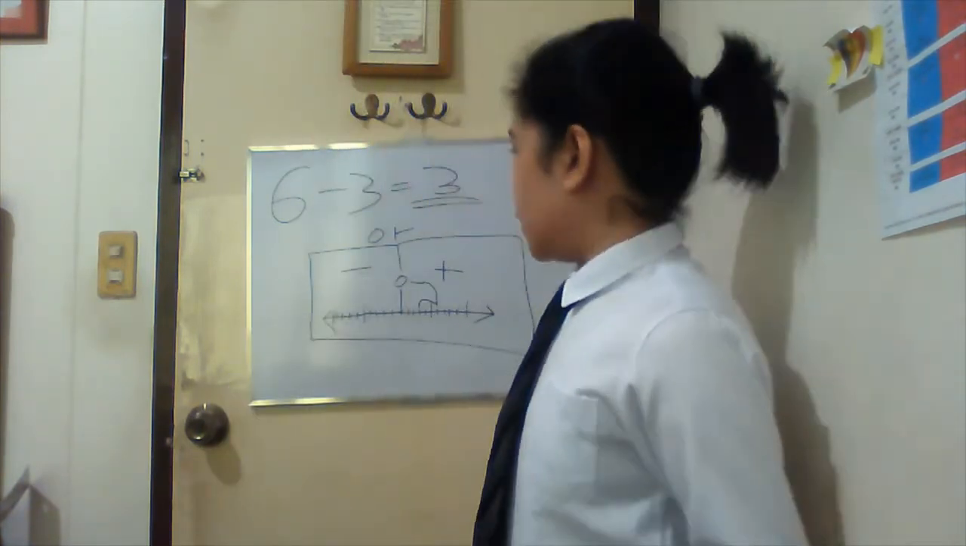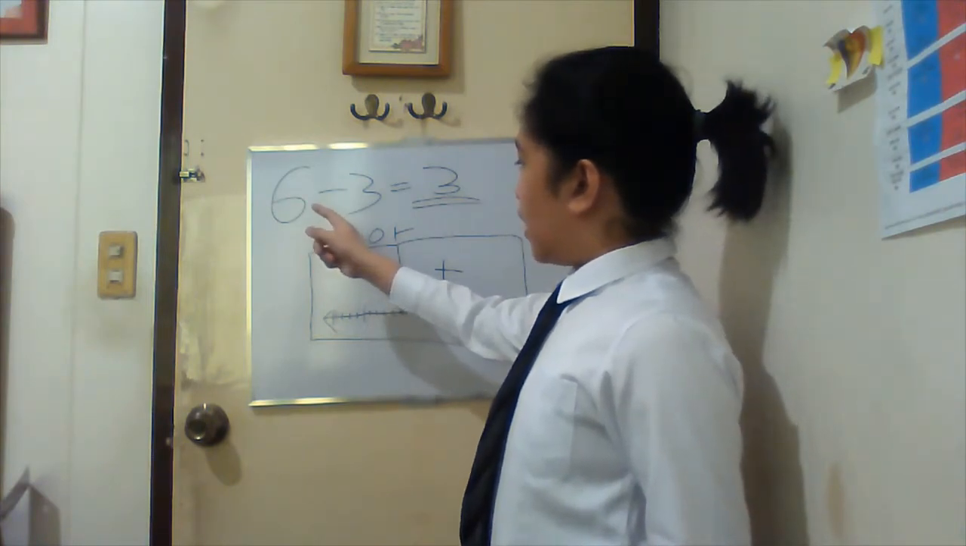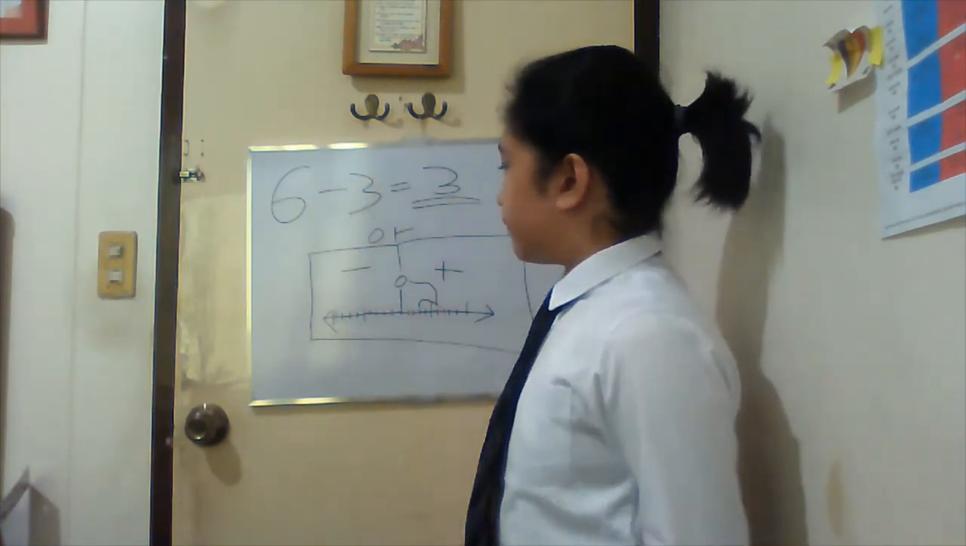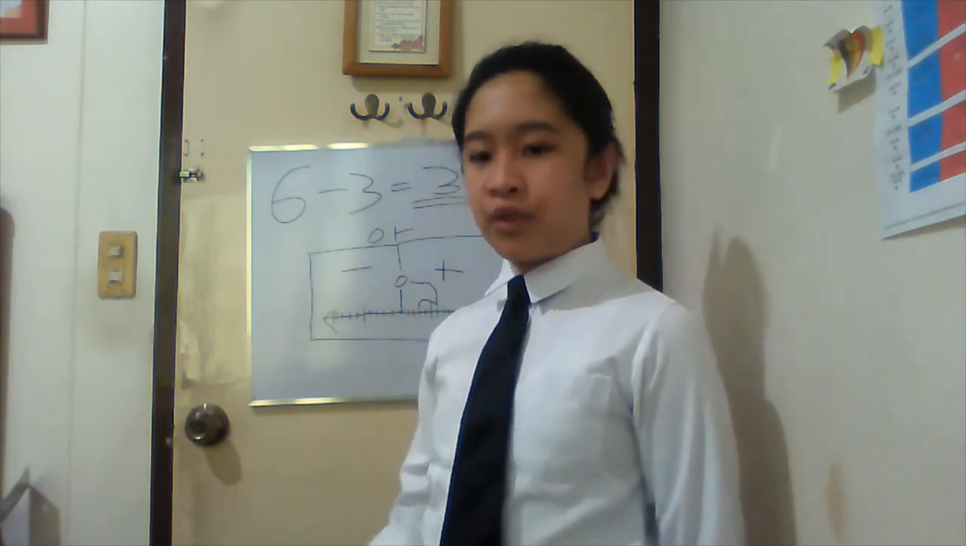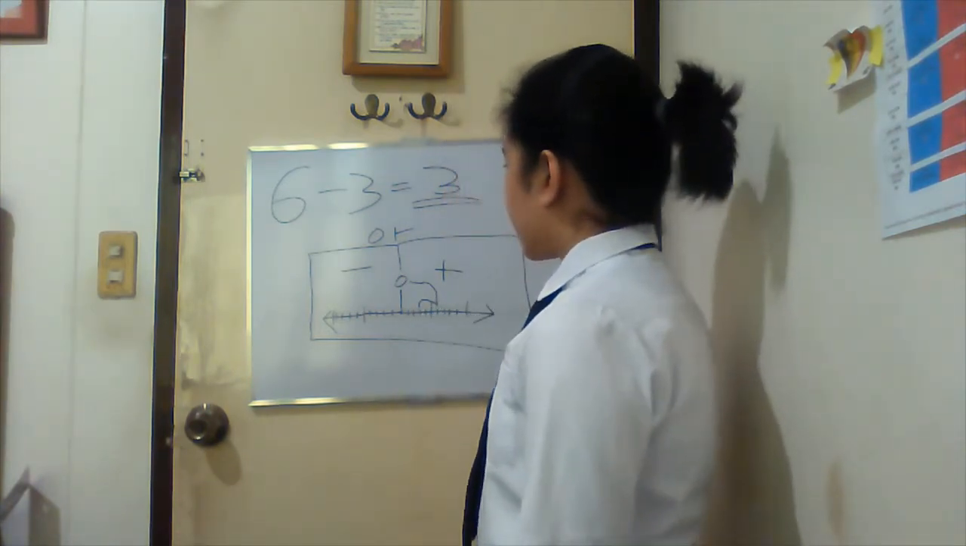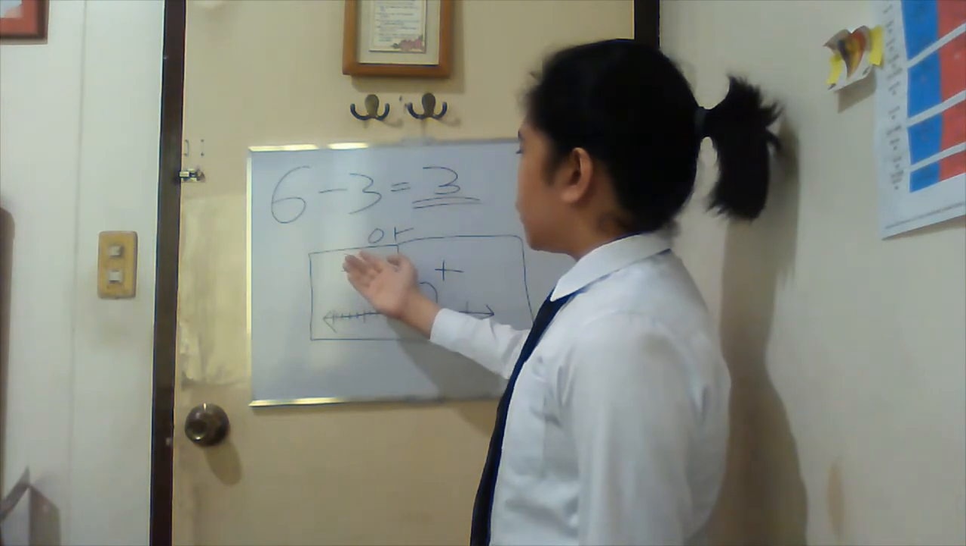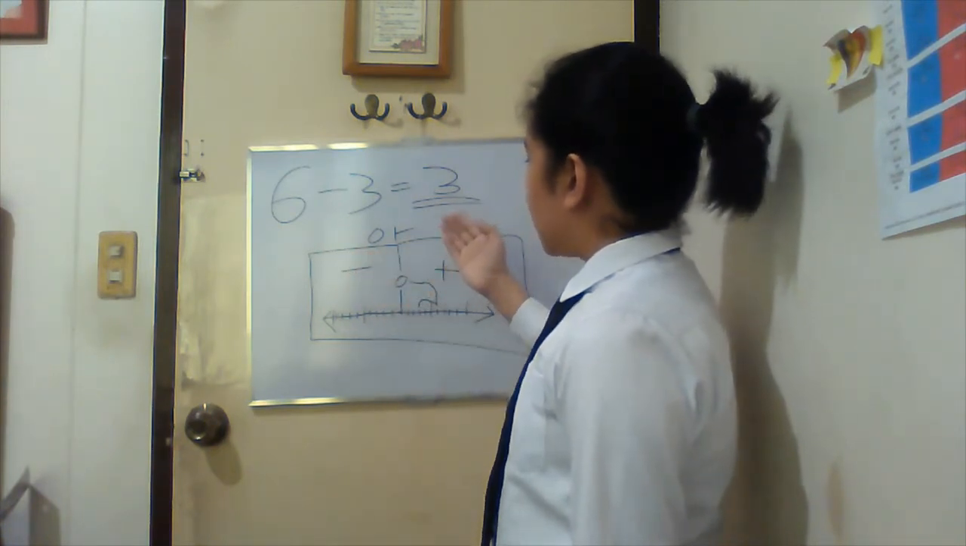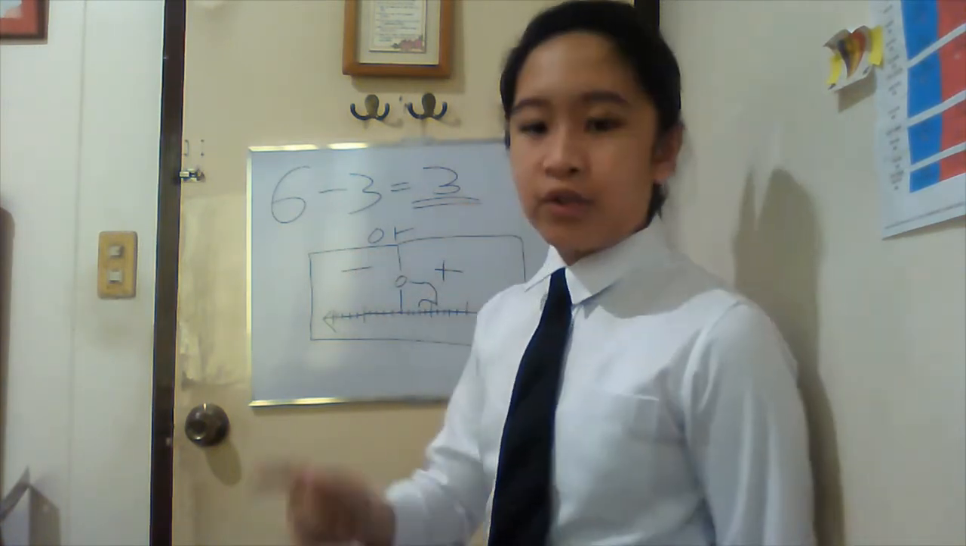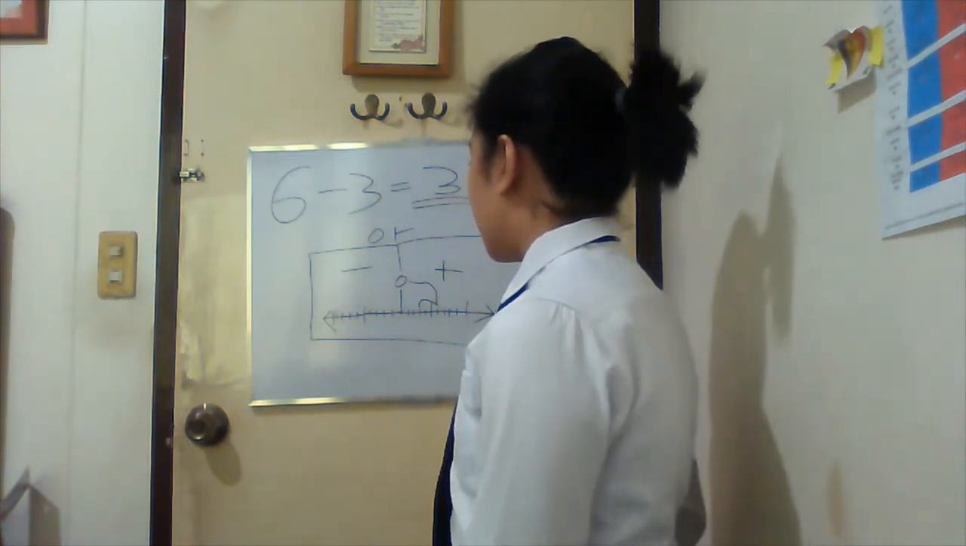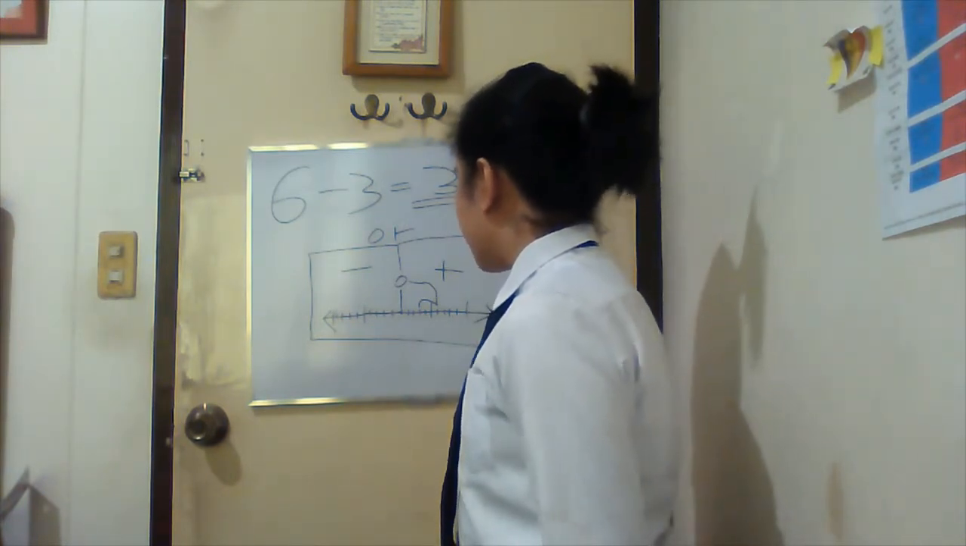So now, our first example of subtracting integers. So now, 6 minus 3. This is subtraction of positive integers. Since you only see this, it will be easily 3. But I have a new technique to show you, which is called the line technique or linear technique.